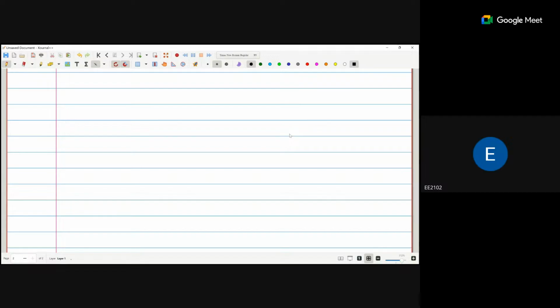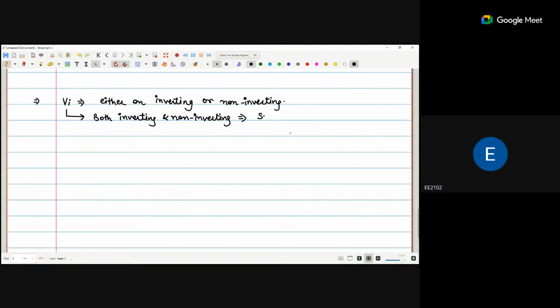So this is the inverting and non-inverting amplifier. Now, right now we assumed the input voltage Vi is applied either on the inverting terminal or the non-inverting terminal. But we can apply the Vi for both the inverting and non-inverting terminals. Then we apply the superposition theorem to solve it.